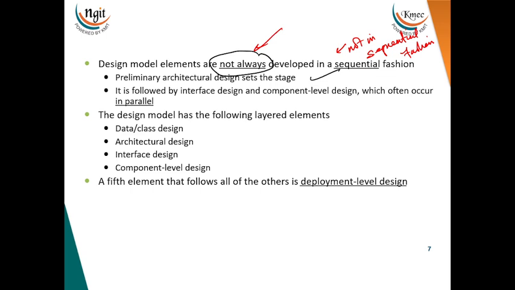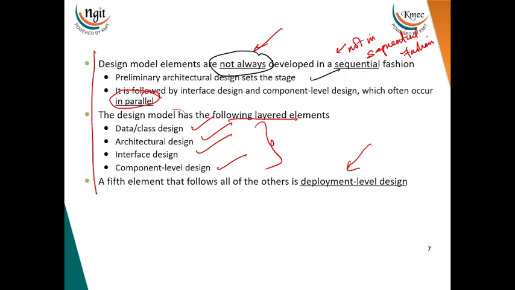Primarily, first the architectural design is set, and then the designer follows with the interface design and component level design, whichever comes, run one after the other or in parallel. The design model also follows layered elements: that is the data class diagram, architectural design, interface design, and component level. This will follow it. Correct? The fifth element follows the deployment level of design. We are going to see all of these things in detail.